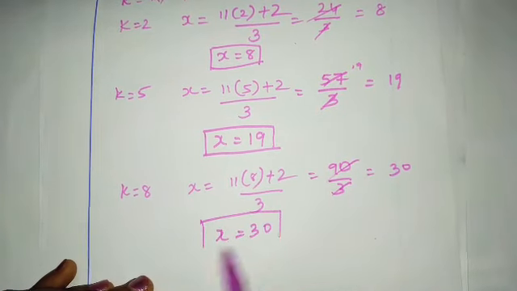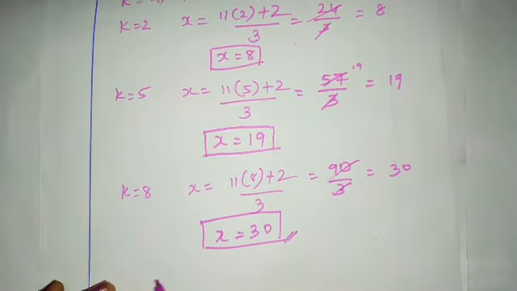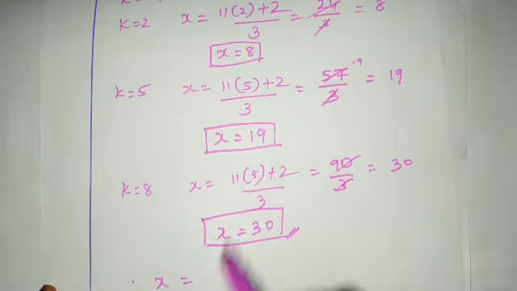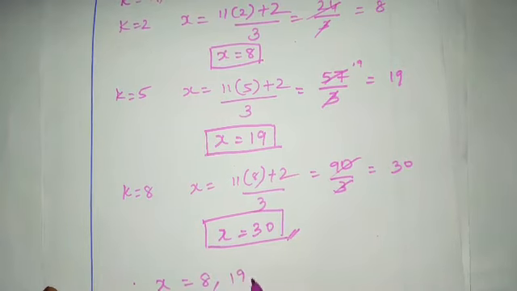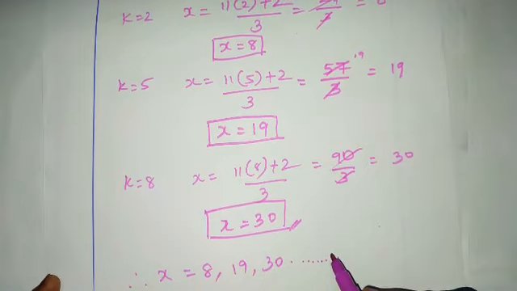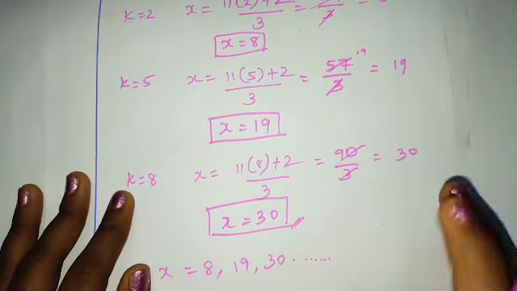So now you list out all your x values. Therefore x is equal to 8, 19, 30 and so on. Got it? We'll end this video here.